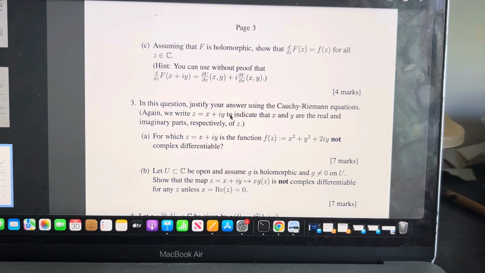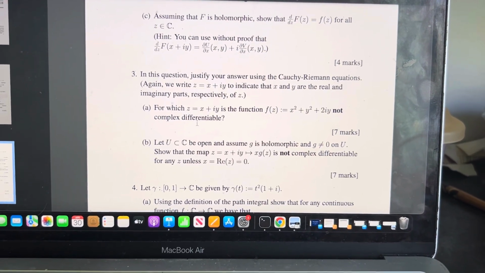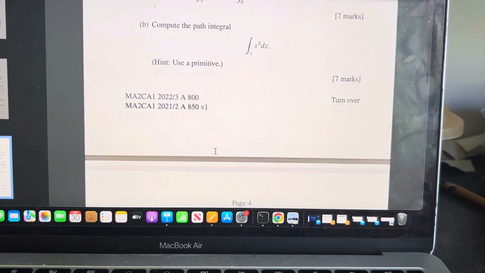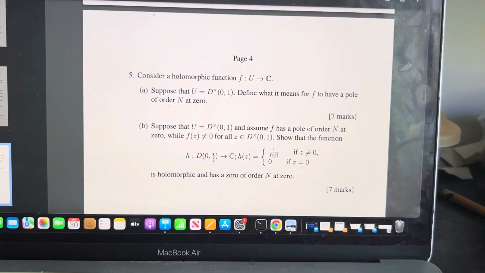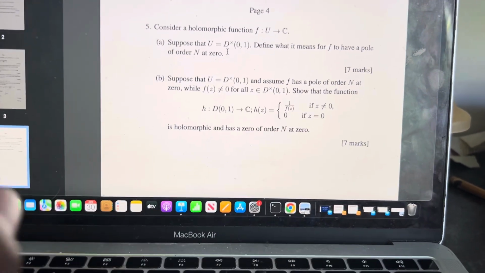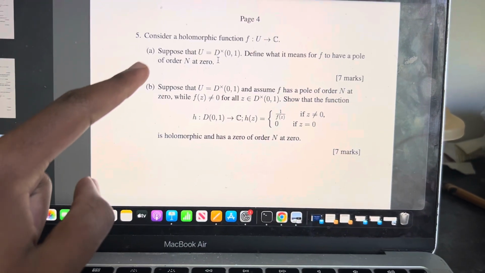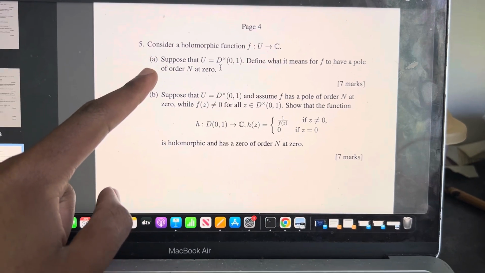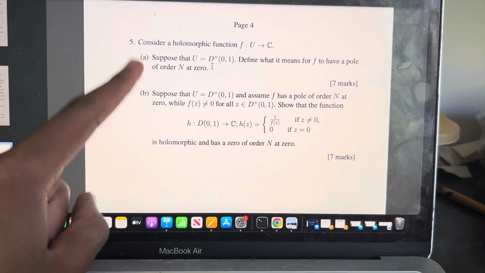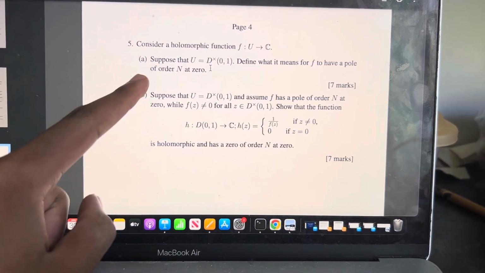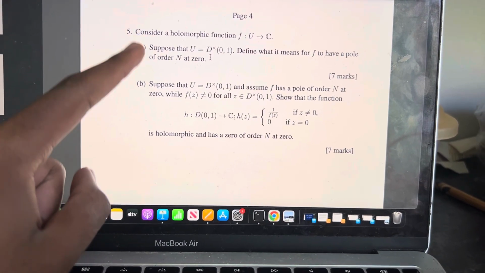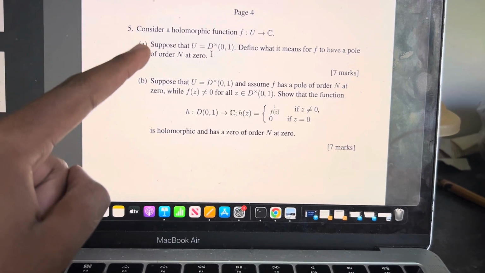Let's see, what else we got here? Some more Cauchy-Riemann equations, this will be fine. Some more path integrals, that's just fine. Ooh, poles. Now, I'm not the best at poles, I'll be so honest, or like singularities in general. But I believe for this one, it would be something along the lines of, you can rewrite f as z to the n times another function, so like g of z, for example, where g of 0 is not 0, I think.